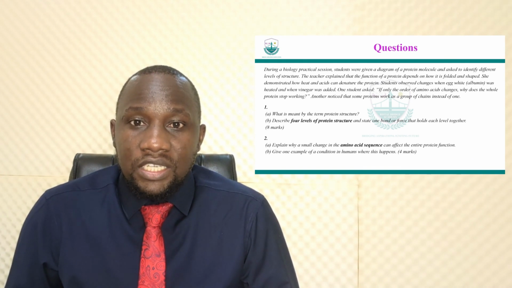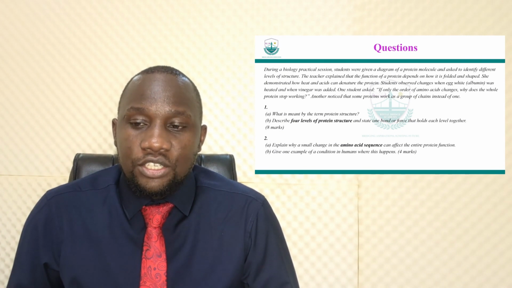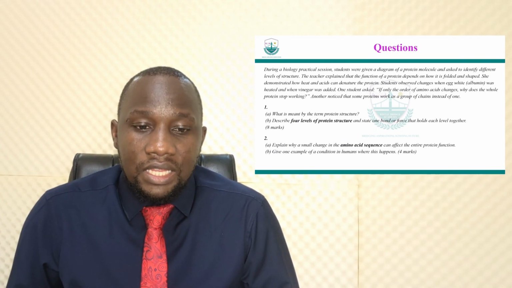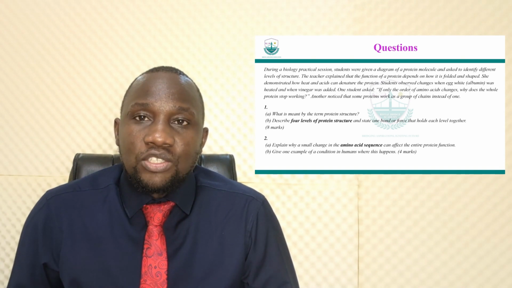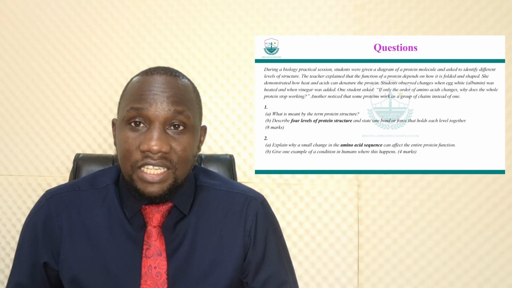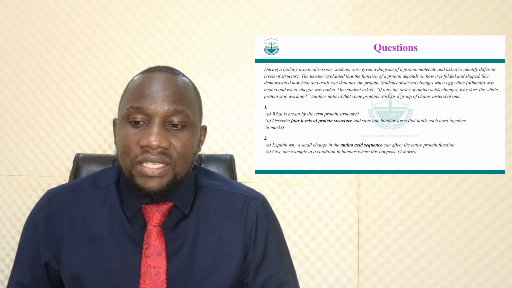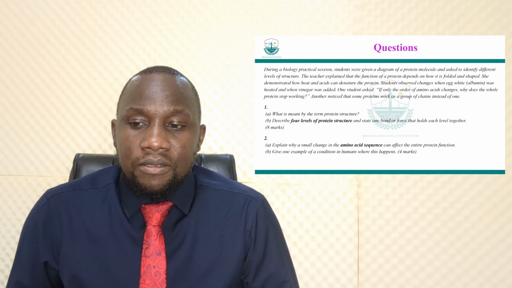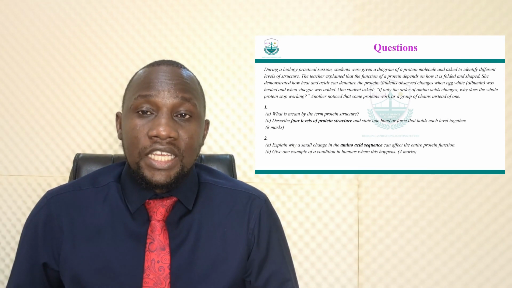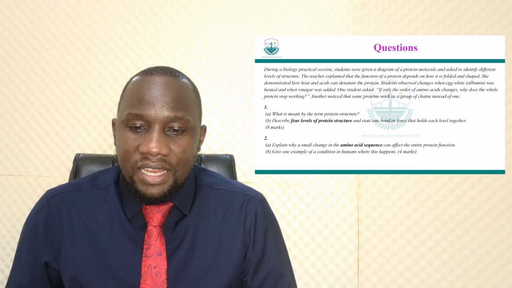So here, the teacher basically explained that the function of the protein will depend on the extent of folding and its shape. She also demonstrates that heat and acids can actually denature the protein. Students observe the changes of how this denaturation happens using white egg, basically albumin. So what was done is that this white egg was heated and then vinegar was also added.